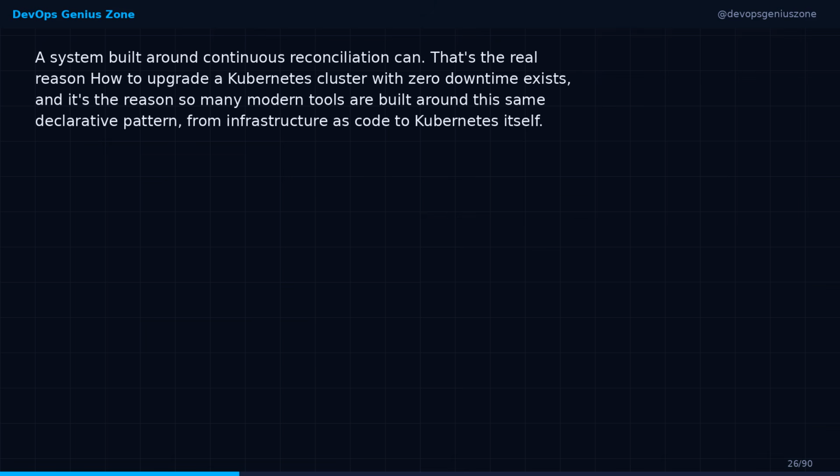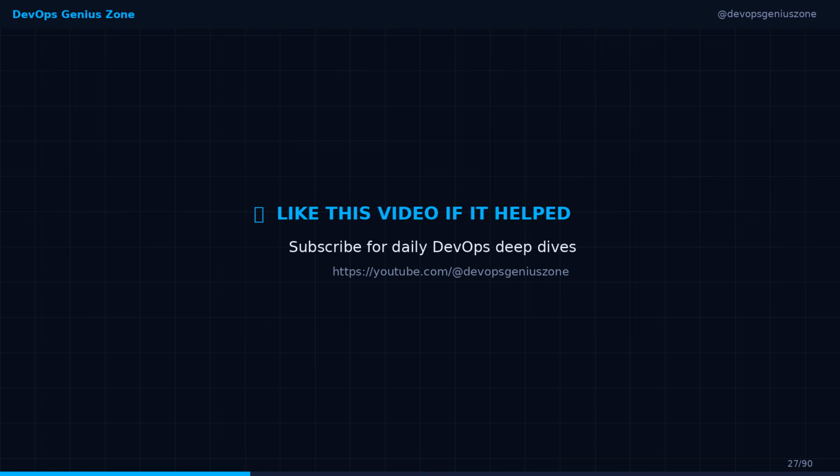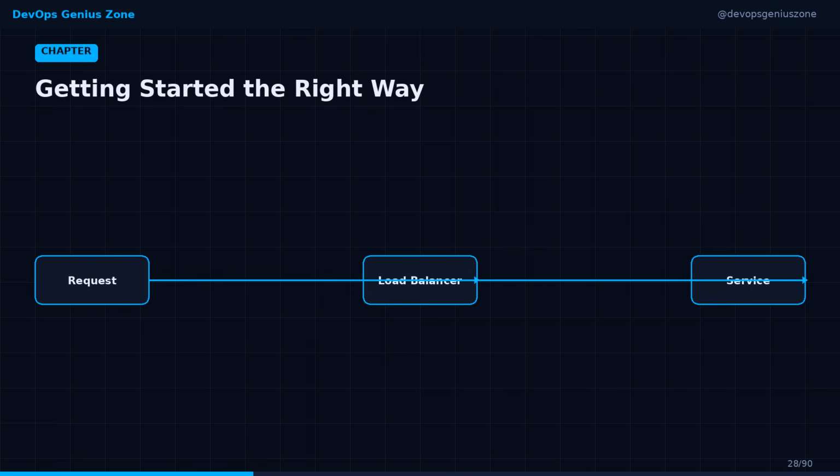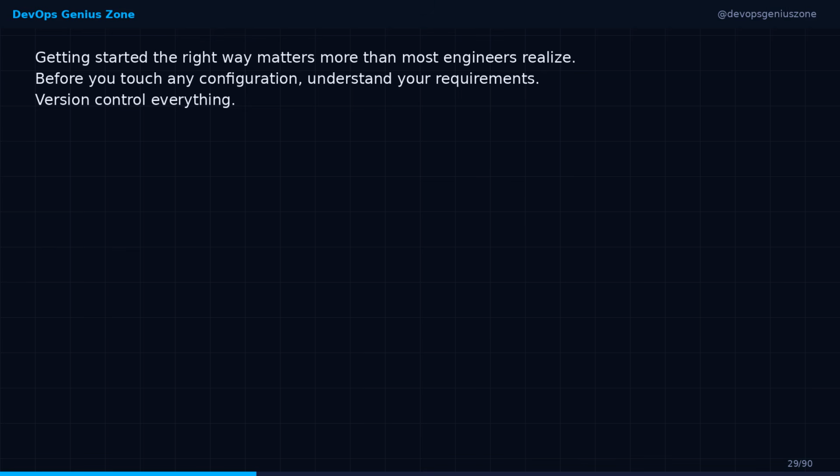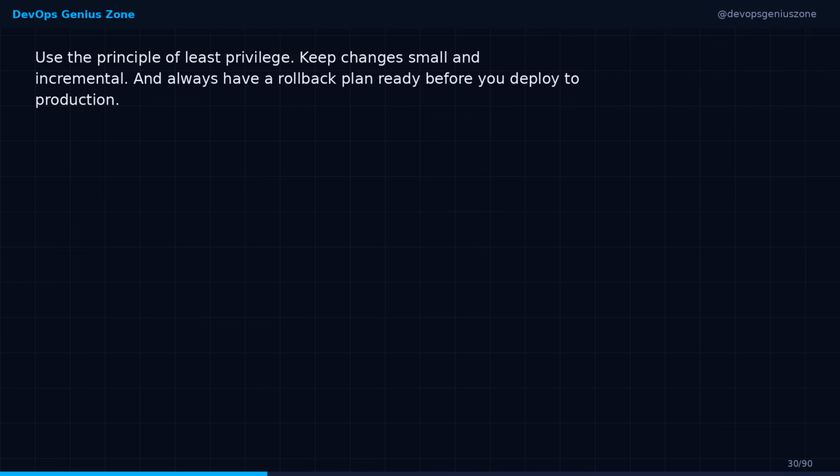Getting started the right way matters more than most engineers realize. Before you touch any configuration, understand your requirements. Version control everything. Use the principle of least privilege. Keep changes small and incremental. And always have a rollback plan ready before you deploy to production. I've seen so many engineers skip these steps with how to upgrade a Kubernetes cluster with zero downtime and later regret it when they can't recover from a failed deployment. Your future self will thank you. I always tell my mentees, if you can't draw the architecture on a whiteboard, you're not ready to implement it.